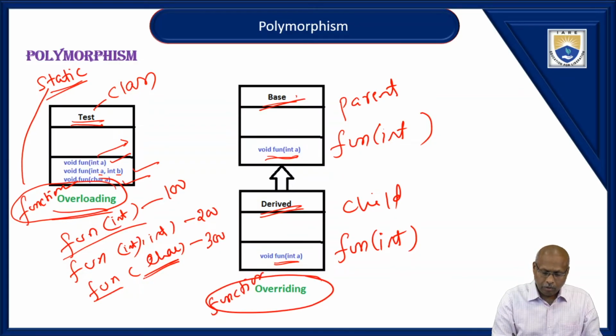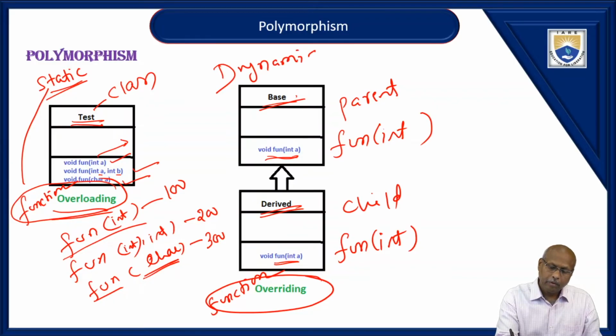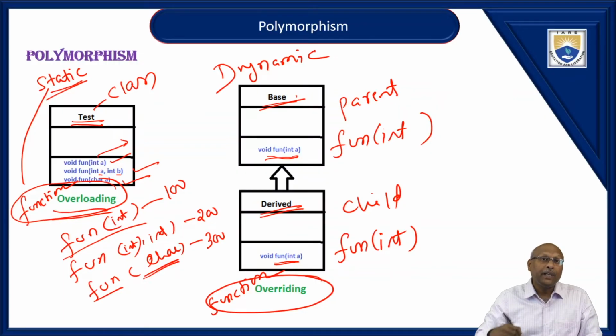Function overriding comes under your dynamic polymorphism. Dynamic polymorphism, because during runtime, I will know whether I am calling this function or that function. So which address I will execute will be known during runtime. That's why it is also called runtime polymorphism.